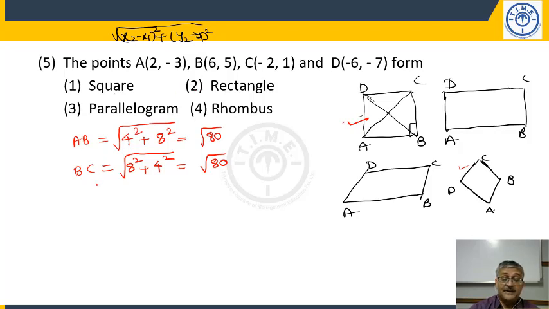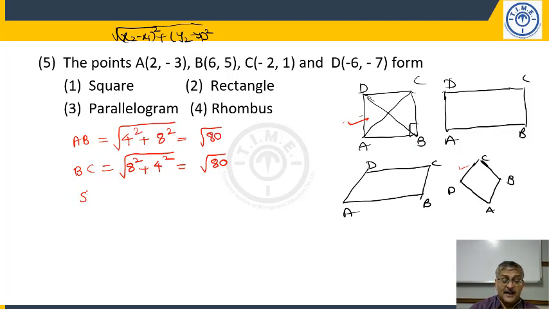Now what is my task? My next task is what we want to prove, because it is either a square or a rhombus. So for that, what is the difference between the square and rhombus? In the square, adjacent sides are perpendicular. In the rhombus, adjacent sides are not perpendicular.